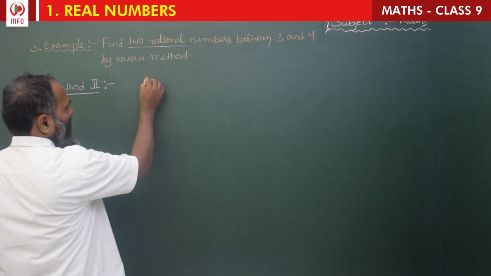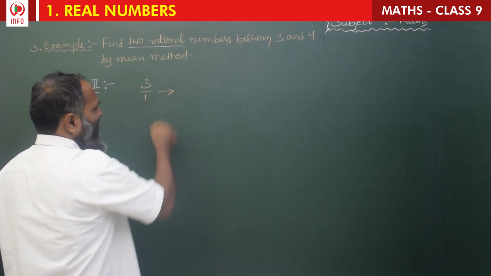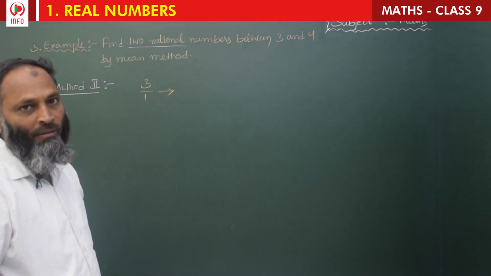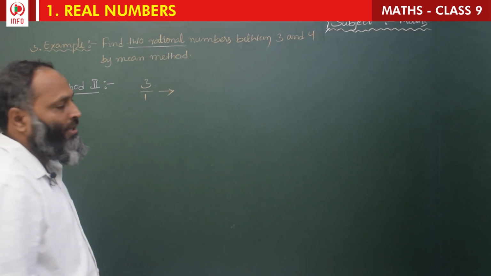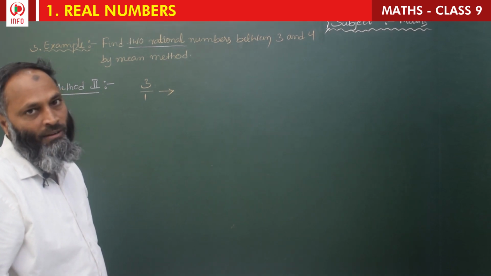First we should take 3. 3 means there is no denominator, meaning by 1 is there. So we should form equal fractions. How will you get equal fractions? If you multiply the numerator and denominator with the same number, then you will get equal fractions.